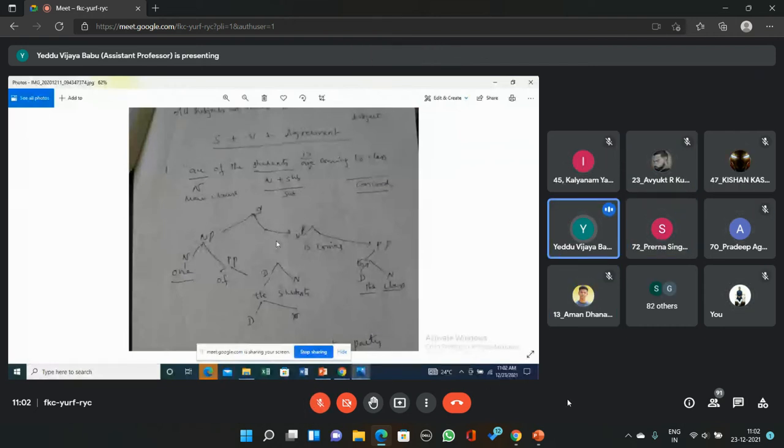So the correct form of the sentence in grammar is: one of the students. When one of the students represents the singular, the helping verb should be in the singular form, not in the plural form. So, is coming to class.